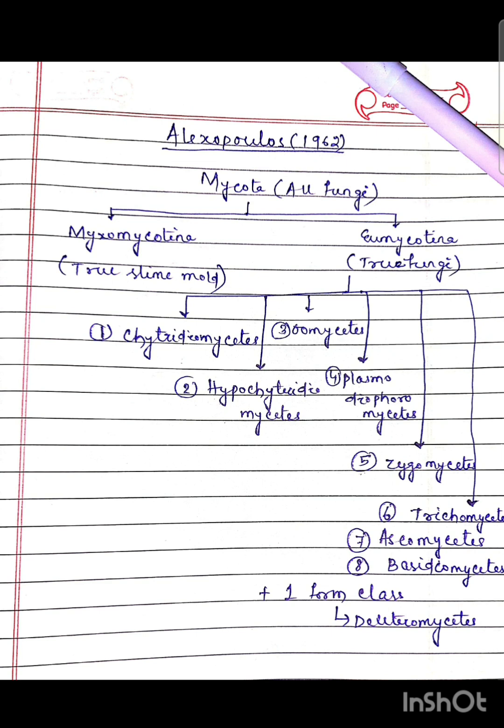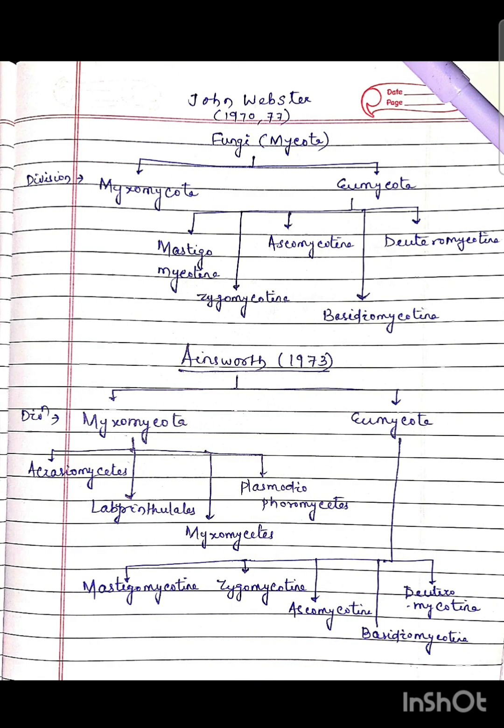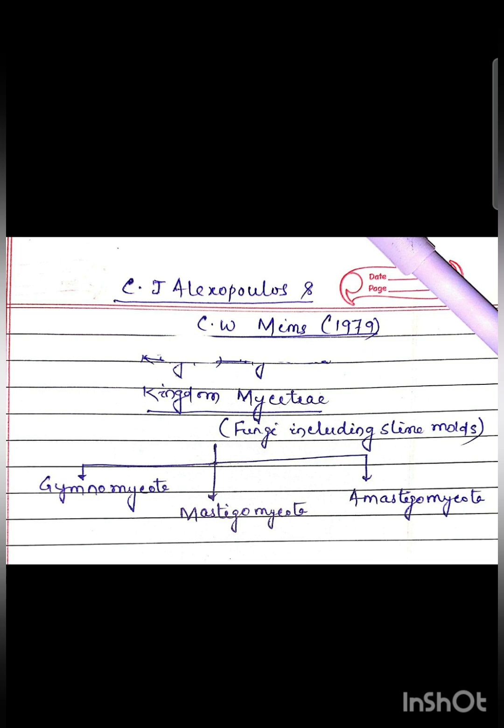He called all fungus Mycota and divided it into Myxomycotina and Eumycotina. Then he subdivided Eumycotina into further subdivisions. Then John Webster classified whole fungi into two divisions, Myxomycota and Eumycota. Then Eumycota was further divided into 5 subdivisions. Then Ainsworth in 1973 classified fungus into Myxomycota and Eumycota, and these divisions were again divided into many subdivisions. Then C. J. Alexopoulos and C. W. Mims in 1979 classified the kingdom Mycetae, which includes fungi including slime molds, into 3 subkingdoms: Gymnomycota, Masticomycota and Amasticomycota. So it is all about the classification of fungus.